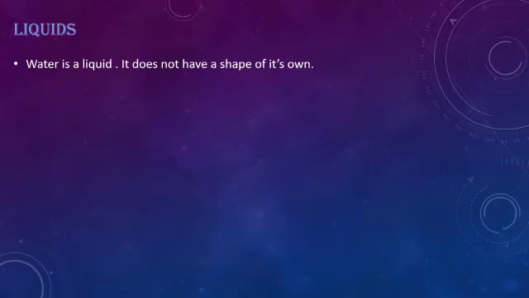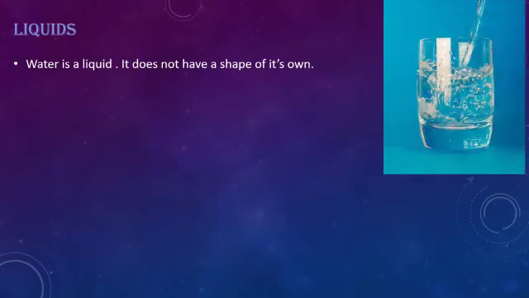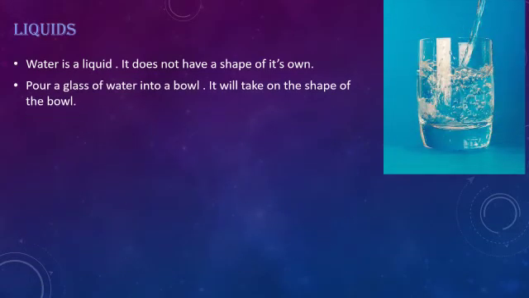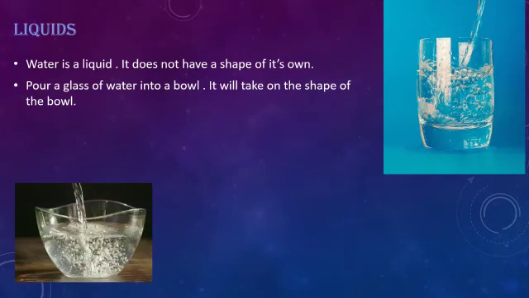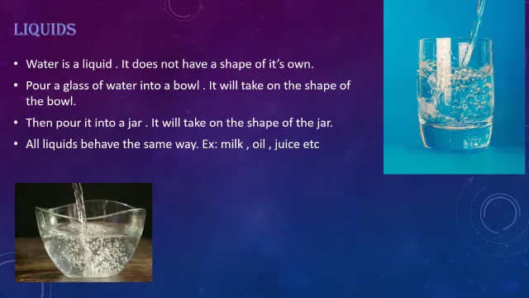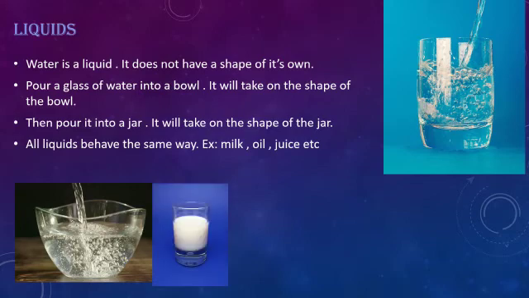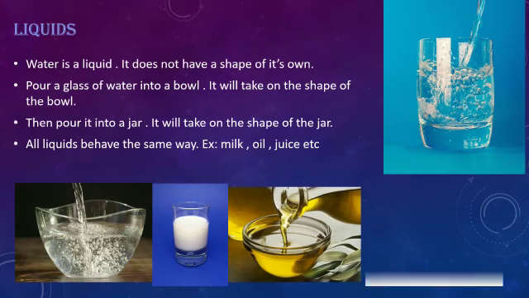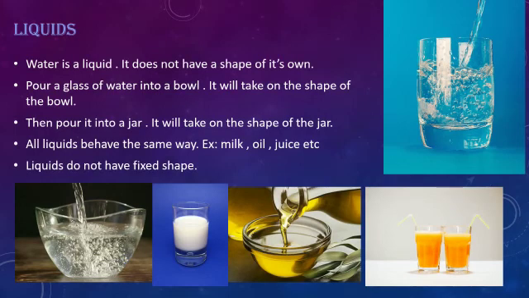Now coming to liquids. Water is a liquid. It does not have a shape of its own. Pour a glass of water into a bowl. It will take on the shape of the bowl. Then pour it into a jar. It will take on the shape of the jar. All liquids behave the same way. For example, milk, oil, juice, etc. Liquids do not have fixed shape.